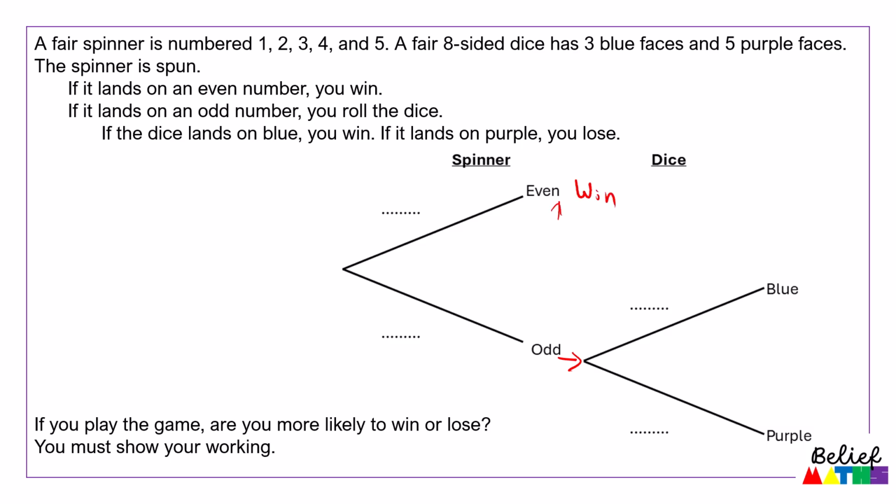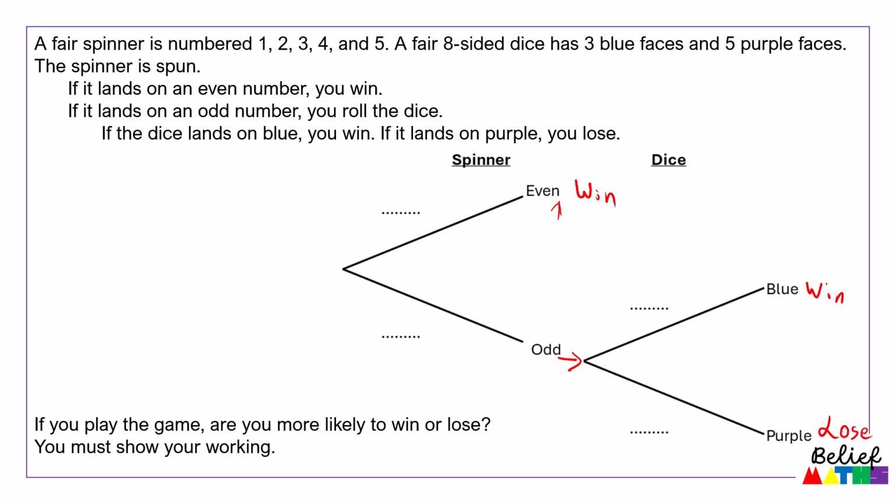Then it says, if the dice lands on blue, you win, and if the dice lands on purple, you lose. Okay, so blue is a win, and purple is a loss. So we don't actually need to think odd blue, odd purple. We just think, well, that's a win, and that's a loss. So we lose here.